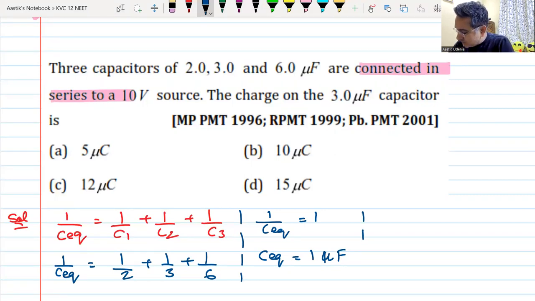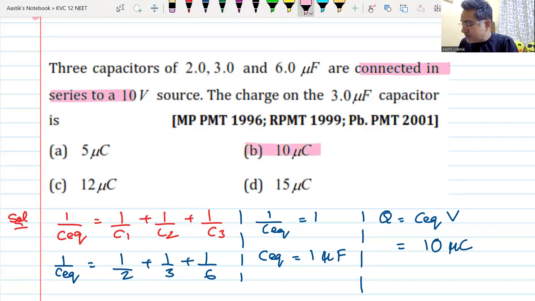As soon as you get the value of C equivalent as 1 microfarad, charges on all the 3 capacitors will be the same, and that charge will be equal to C equivalent multiplied by V, and we end up with the answer of 10 microcoulombs. 10 microcoulombs is the answer. Do we understand this? Yes or no?